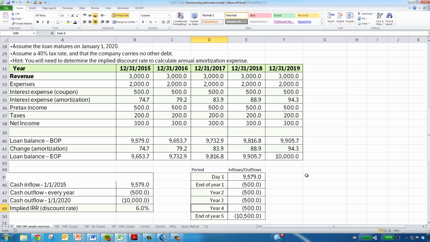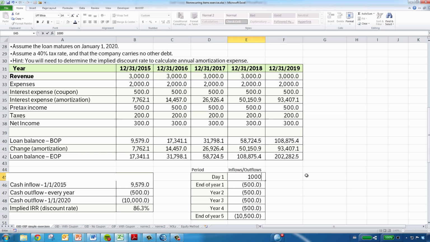And in addition, by year 5, not only is there that $500 requirement, there's also the redemption of the bond. The bond is maturing and you have to pay the $10,000 in addition to the interest. So those are all the outflows. And so the implied interest rate here is not just 5%, which is what the coupon payments would have indicated, but it's higher because of that original issue discount.